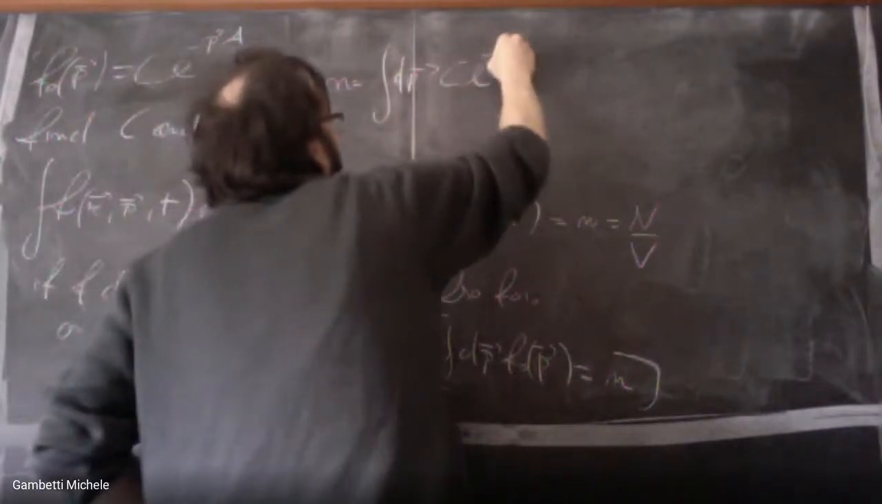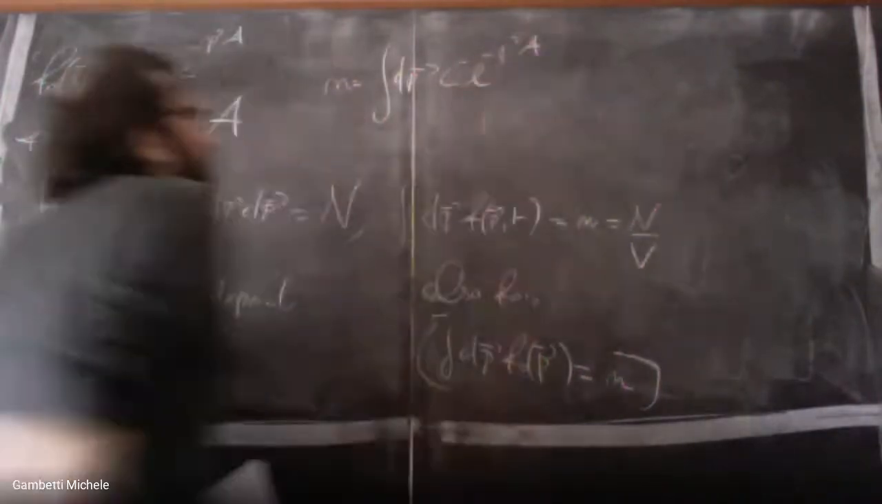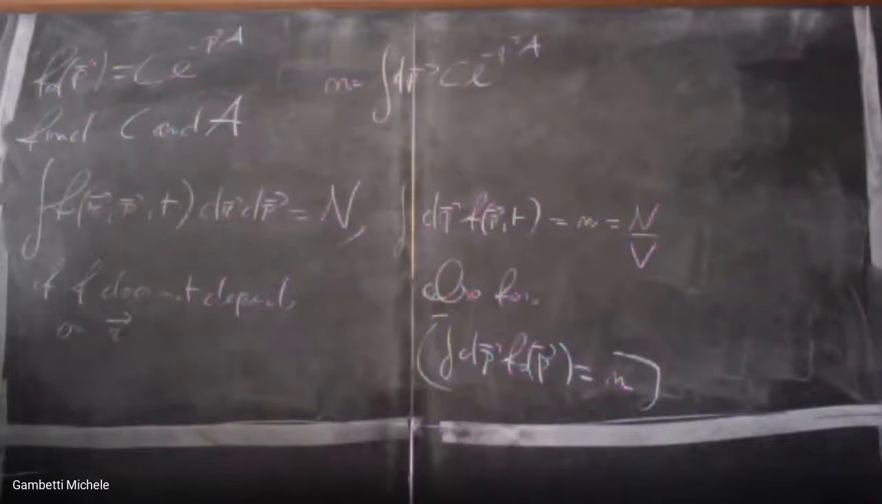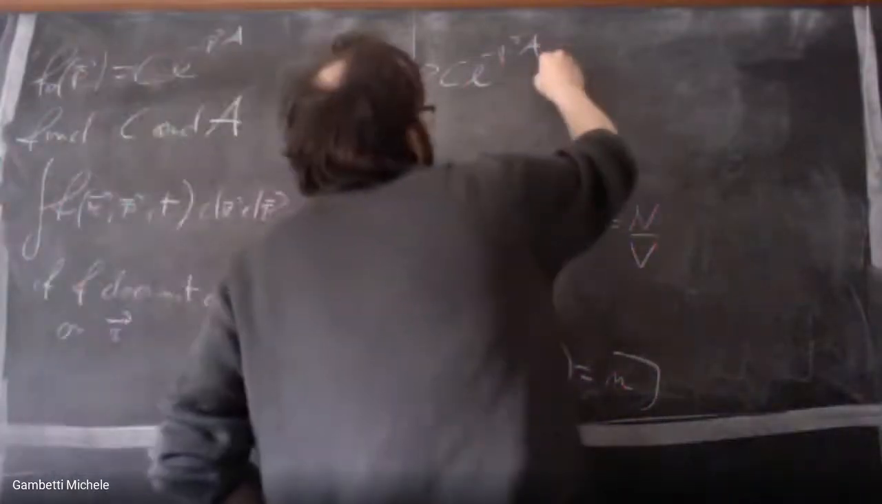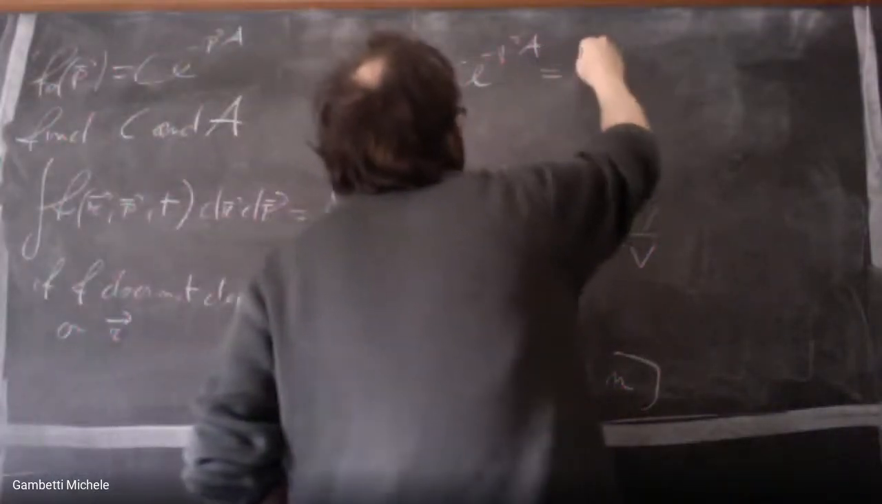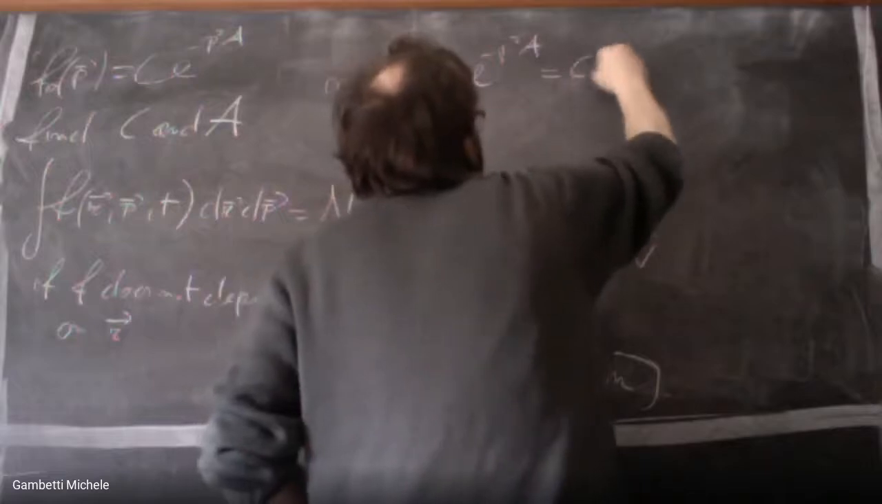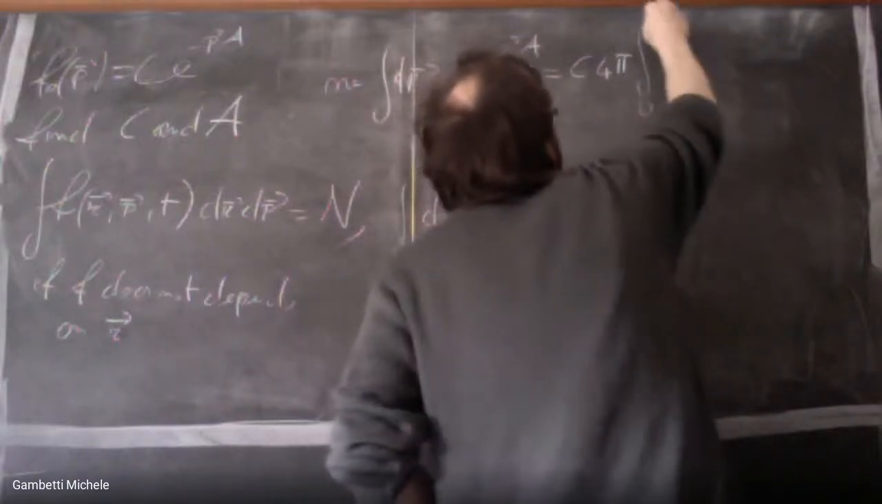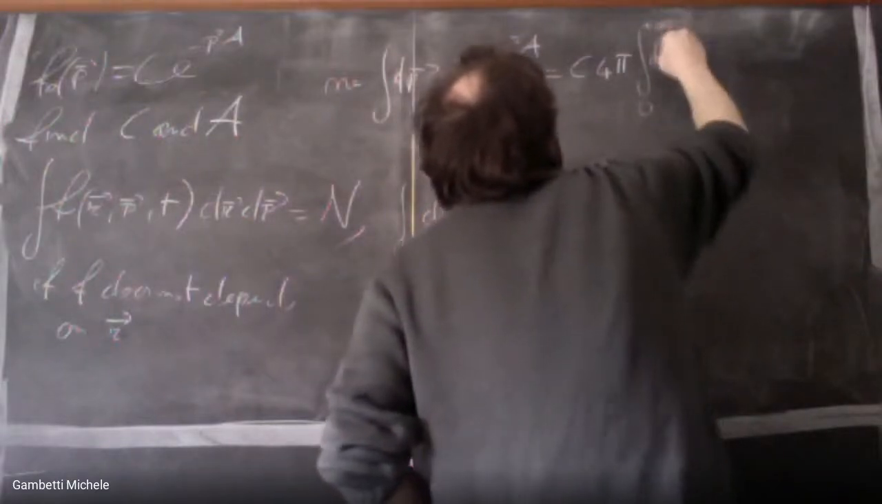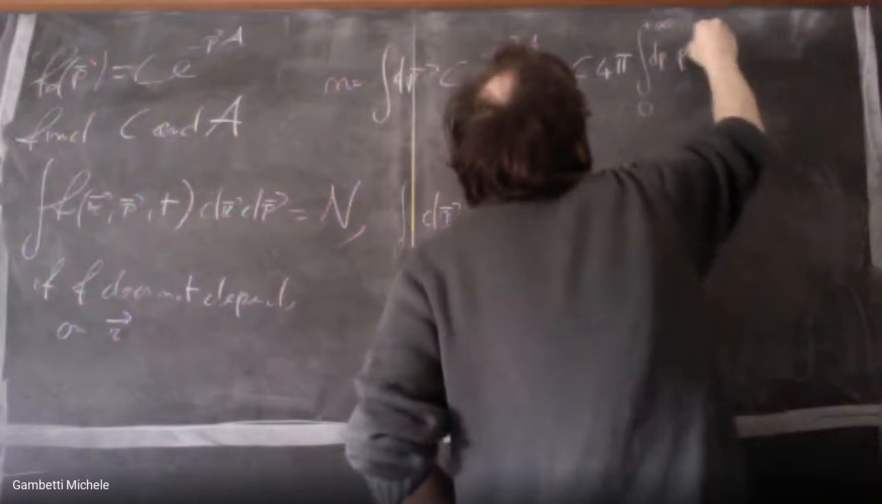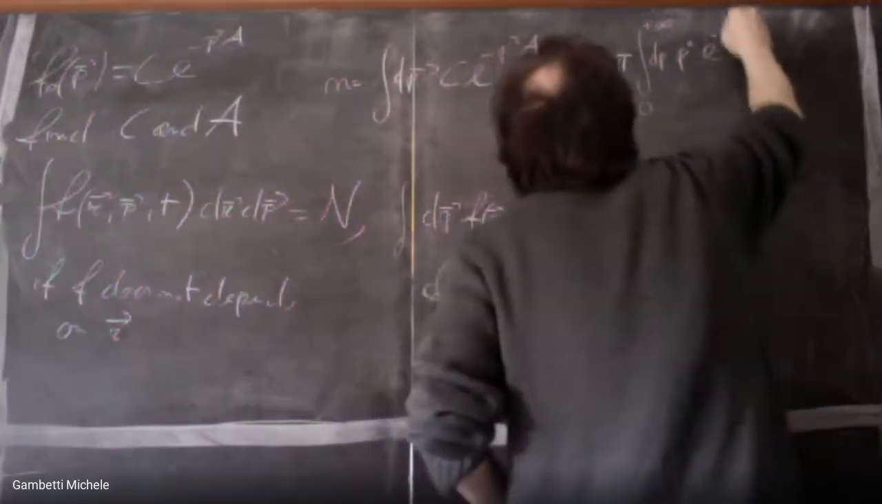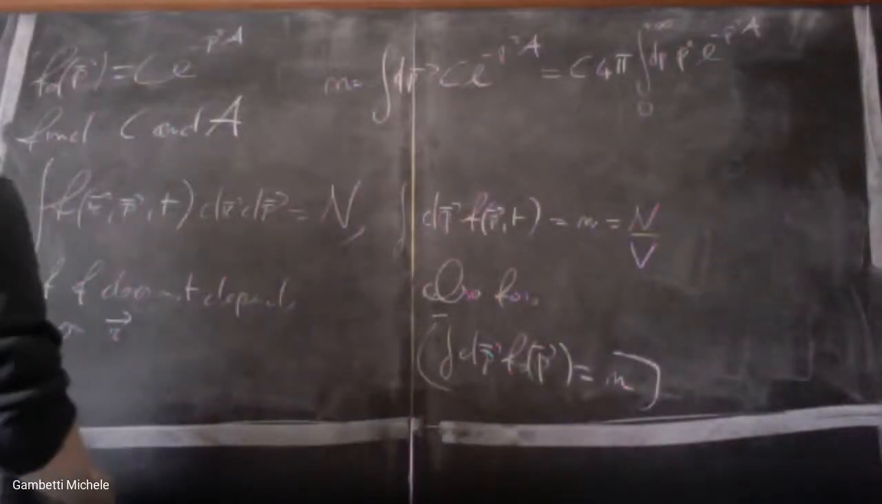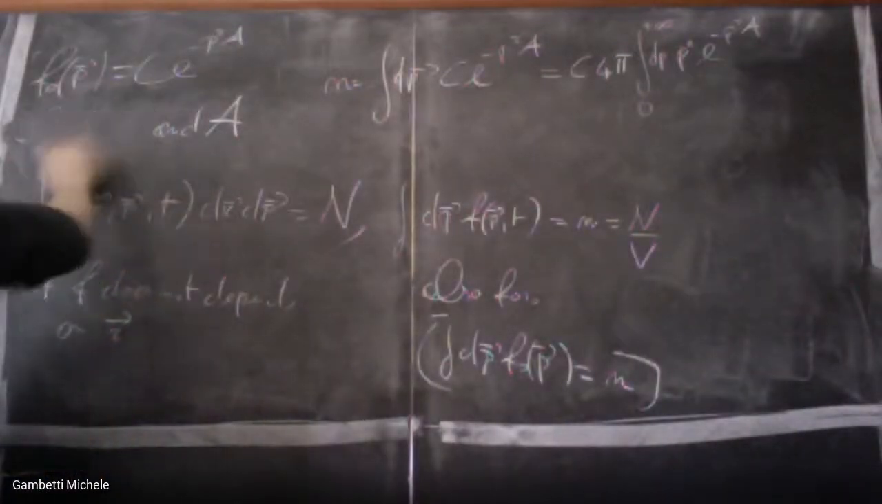e to the minus p squared a, which is equal to, so here I have c times 4 pi, then I have an integral from 0 to plus infinity dp p squared e to the minus p squared a. This is 4 pi c.